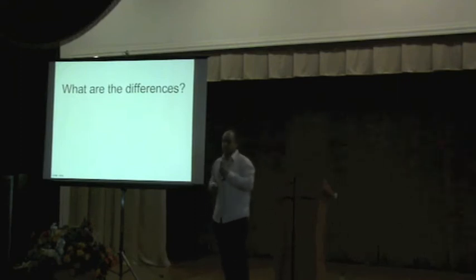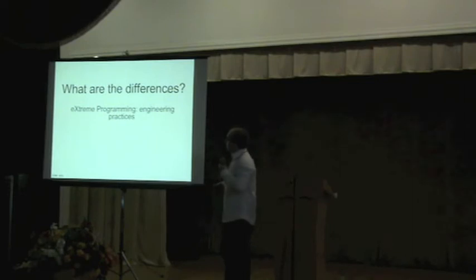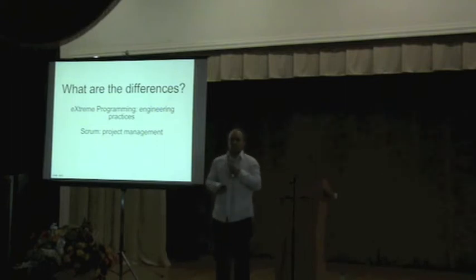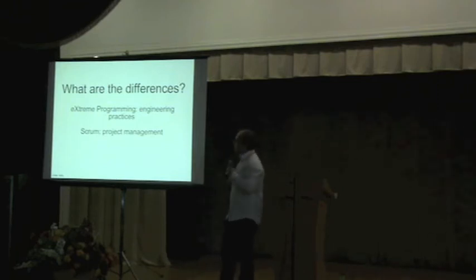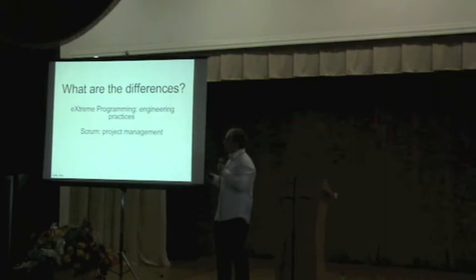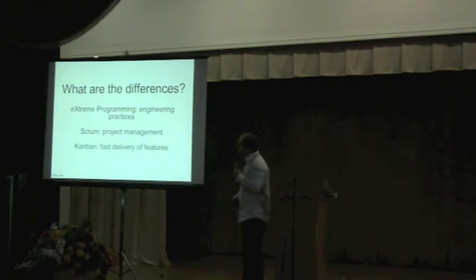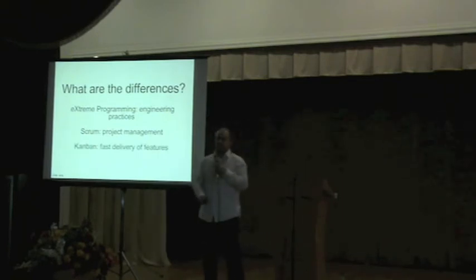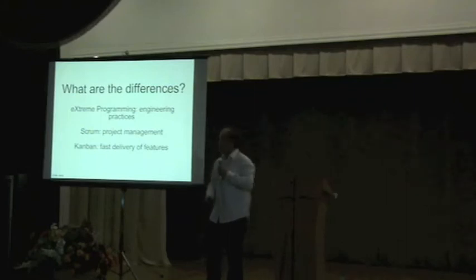What are the differences between these methodologies? Extreme programming is all about the engineering practices. It's about test-driven development, it's about pair programming and stuff like that. Scrum is focusing more on project management. Actually, if you get a book about Scrum, you will not read about pair programming or other stuff, or if you read, it's additional. It's all about the process. It's how to manage the project from a bit more traditional project management perspective. And Kanban and Lean, these are fast delivery of features to the client.